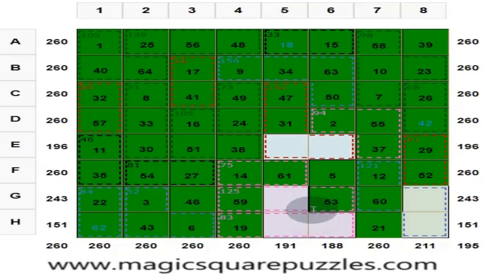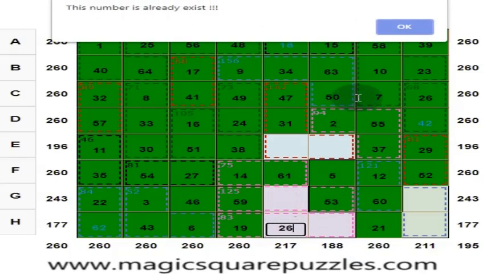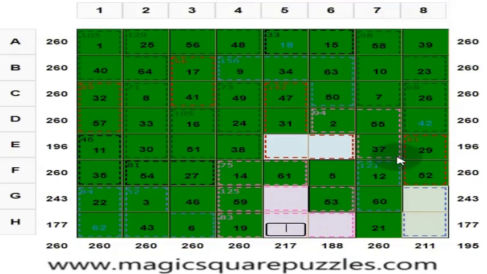And what is this? Diagonal should give you 130. 63 plus 12, 75. 75 plus 29 is equal to 104. So here you put 26 to get 130. Okay. So that is wrong. So this is 53. 53 plus 12, 65. 65 plus the 29, 94. Put here 36. Okay. And we have got it.